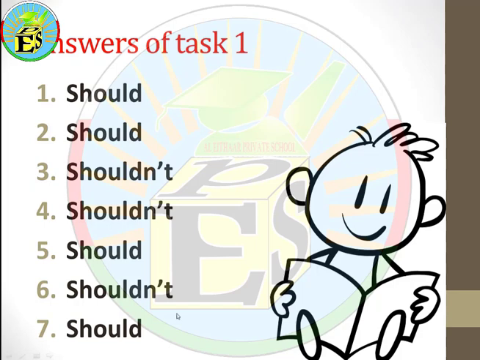So here are the answers of task number 1. I want you to write the correct answers, put a circle on them. The first one is should, the second one is should, the third one shouldn't, the fourth one shouldn't, the fifth one should, the sixth one shouldn't, and the seventh one is should.